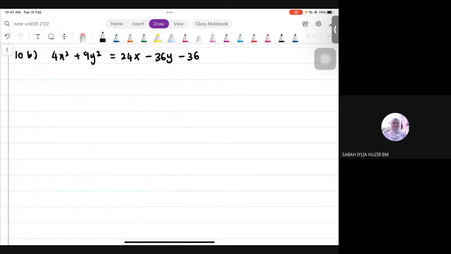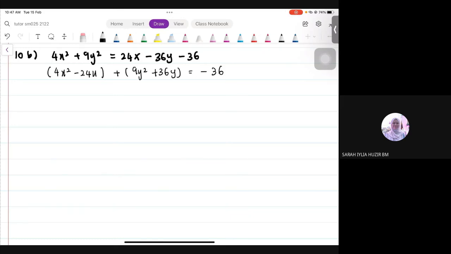Ingat balik konsep CTS. First step, on our right side, make sure ada constant je. Yang lain semua pindah. So, x squared saya kena kumpulkan on our left. So, we get 4x squared minus 24x, and then we have 9y squared plus 36y equal to negative 36. Jangan risau dia negatif tu, biar je dulu. Okay. After that, kita nak start CTS.